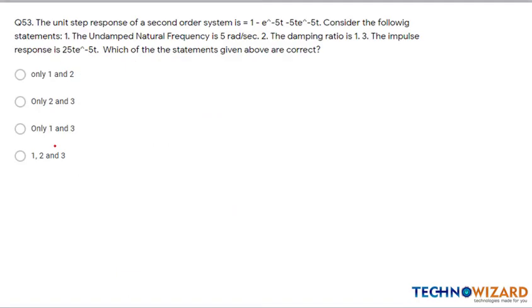Question number 53. The unit response of a second order system is this. Unit response is given as this, and we know that on differentiating the unit response, we can get the impulse response. Consider the following statements. The undamped natural frequency, that is omega n, you have to check whether omega n is 5 radian per second. Damping ratio is 1, that is, it is critical damping. The impulse response is 25t e to the power minus 5t.